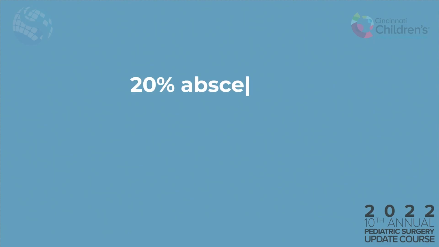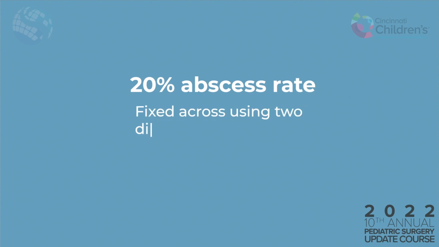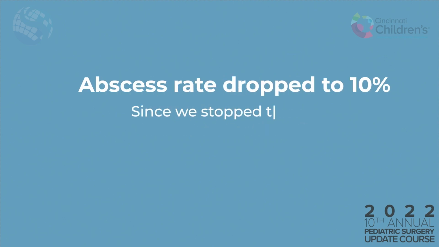We end up getting the white count. But what's interesting is that when we did all these previous trials, we saw a 20% abscess rate, and that was sort of fixed across whether we used 2 different types of antibiotics or irrigation or whatever. And our abscess rate has finally dropped to about 10% since we stopped treating them like they're sick.